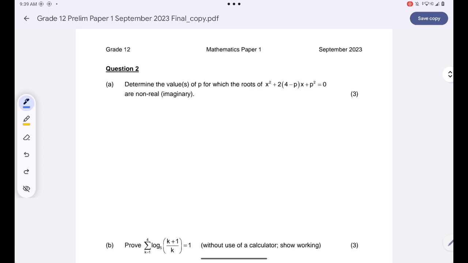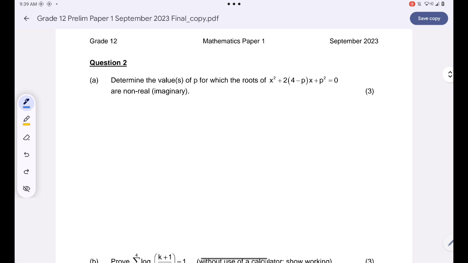Okay, first question: they want us to determine the values of p for which the roots of this particular equation are not real. Are you together? They're taking us back to the nature of roots. Remember that we use the discriminant to determine the nature of roots, whether our roots are real or non-real. If delta is greater than or equal to 0, that means your roots are real. But if delta is less than 0, that simply means your roots are non-real, or imaginary. Are you together?